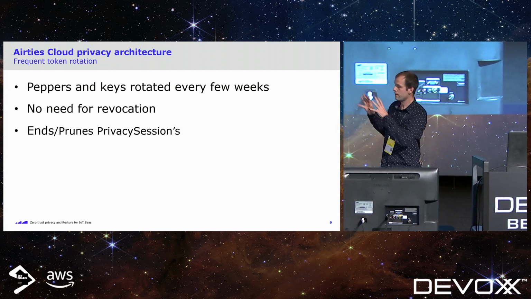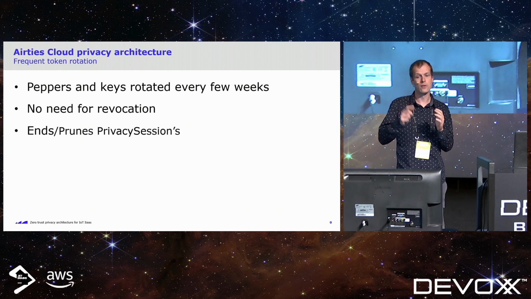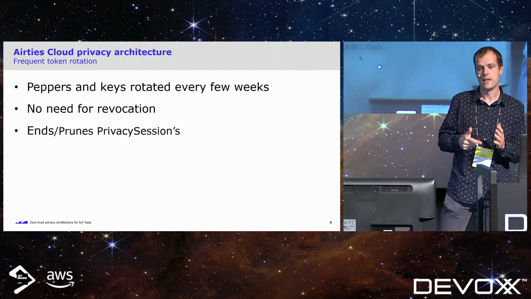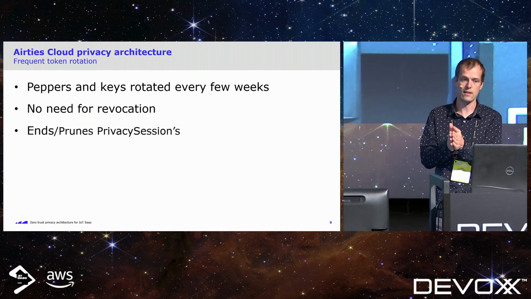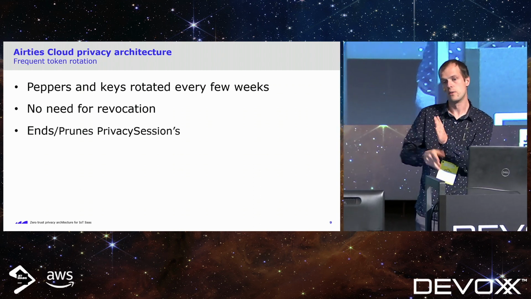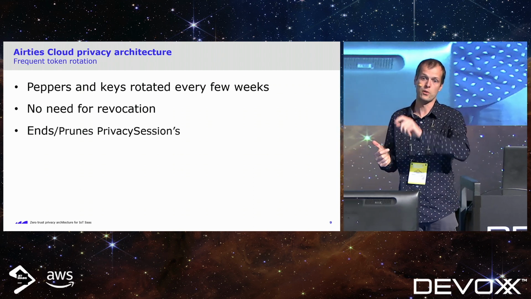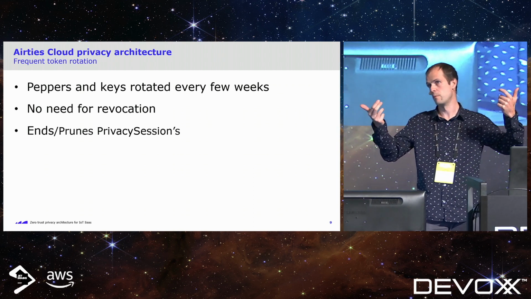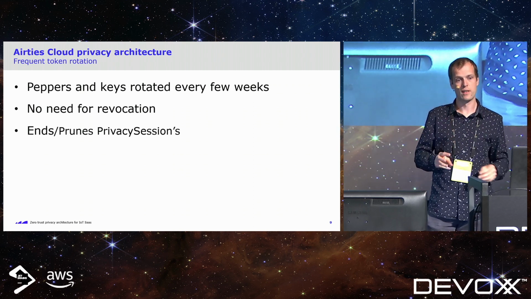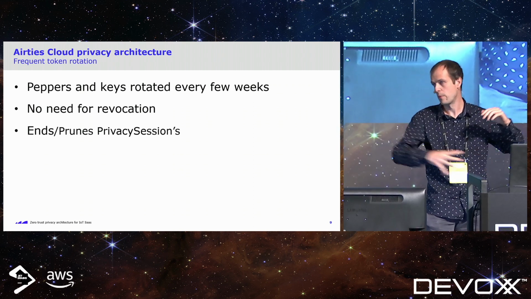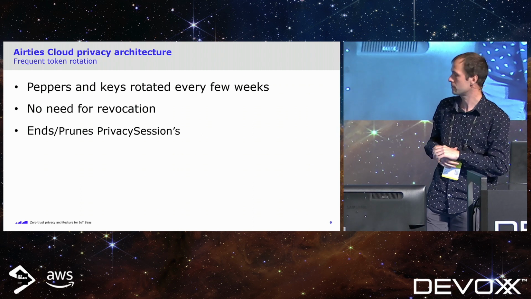Another thing we do is, because we rotate that much, it also ends and prunes the privacy sessions, because when a key is rotated, when the peppers are rotated, you need to start a new privacy session, because the tokens from the previous session are not mapping anymore to the tokens of the new session. And this also makes sure that that append-only structure doesn't append at infinity.